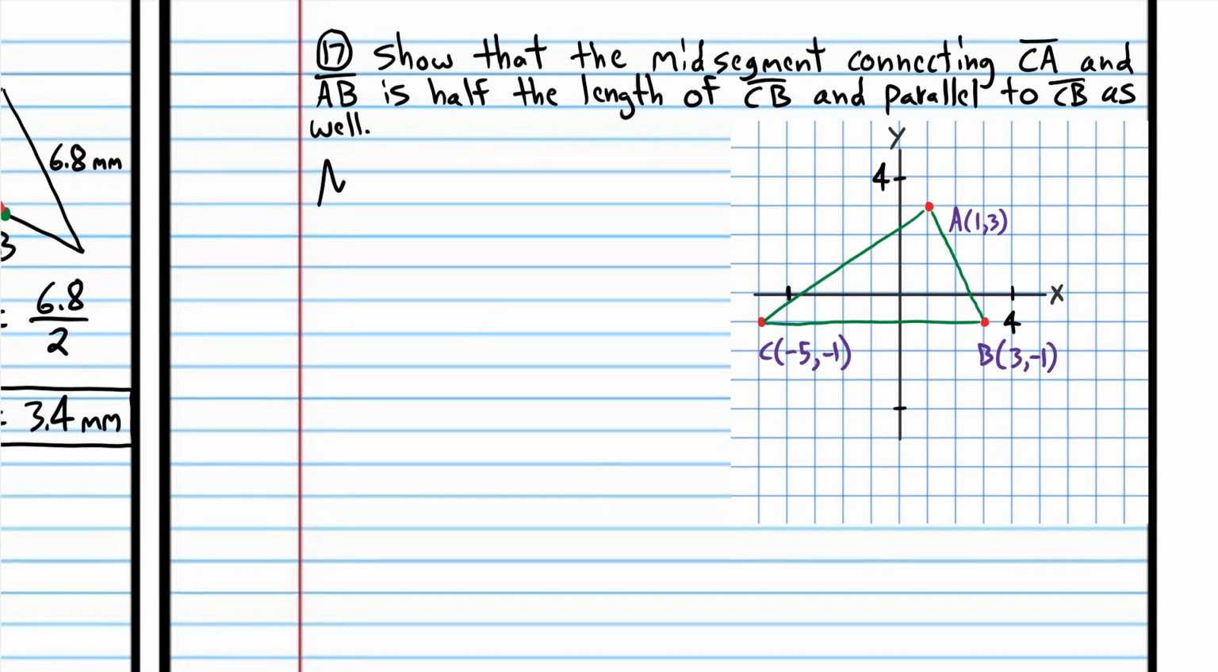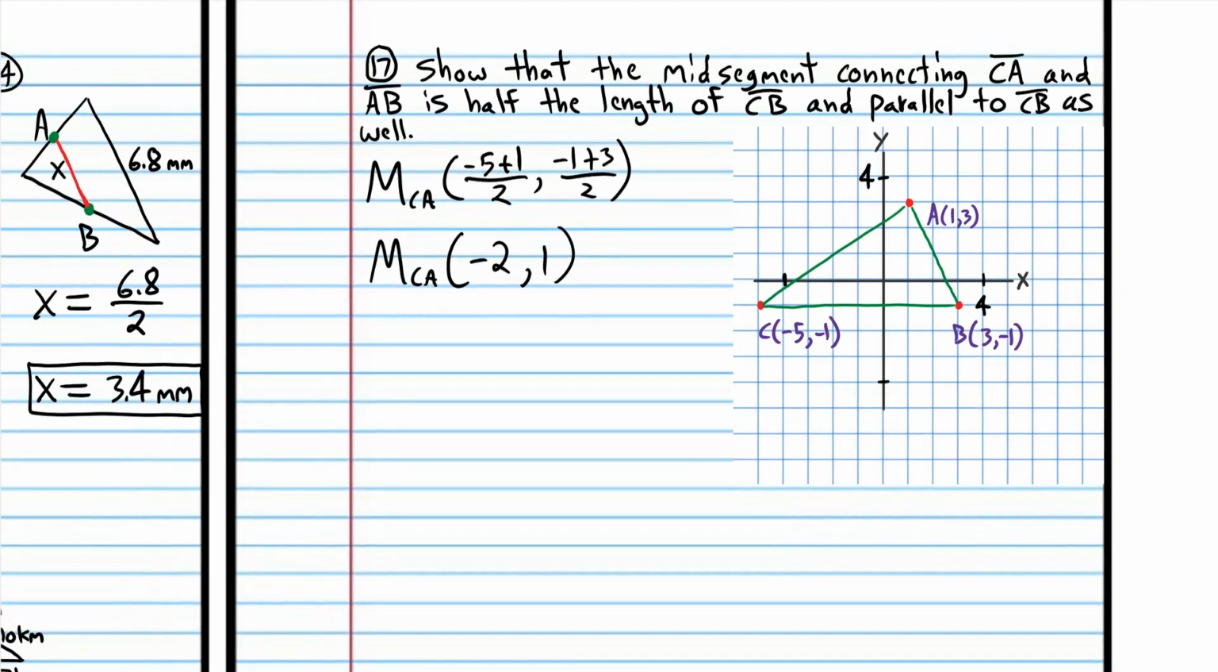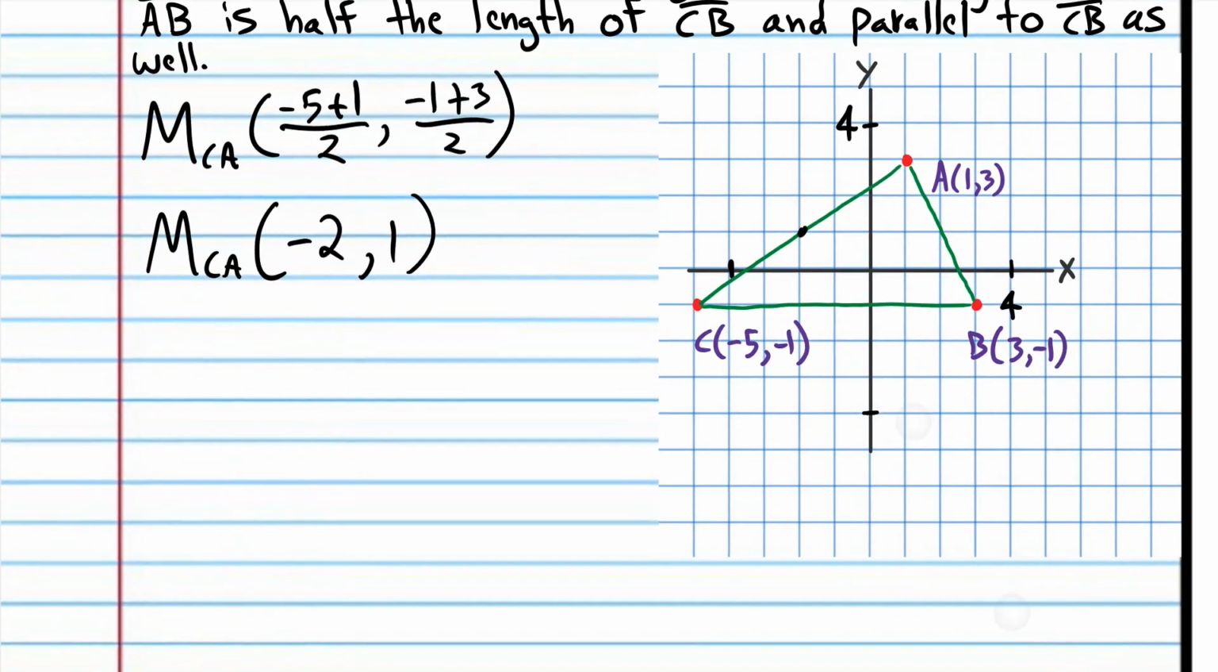All right, so we're going to find the midpoint between C and A. Using our midpoint formula, we're going to add -5 and 1, divide by 2, and we're going to add -1 and 3, divide by 2, and we get -2 and 1. So that's the midpoint of CA. So -2 and 1 would be about exactly there.